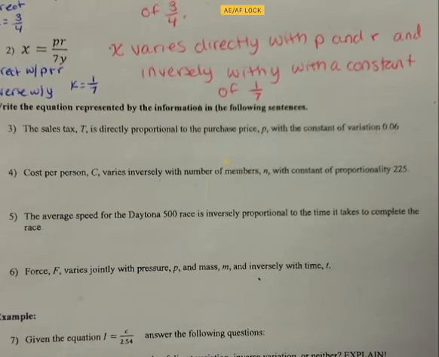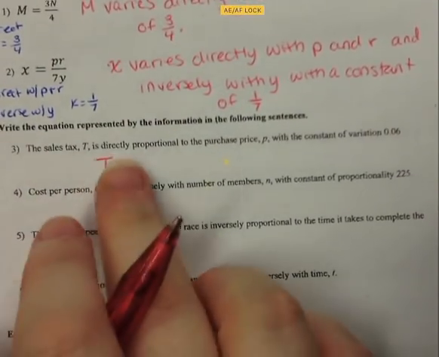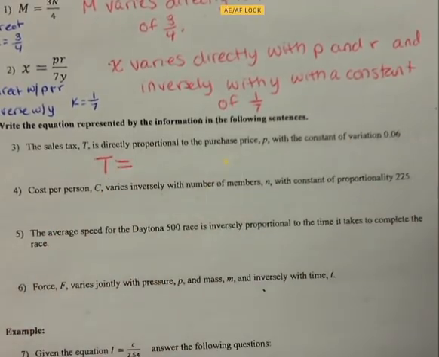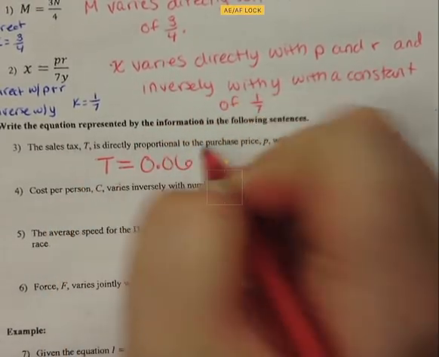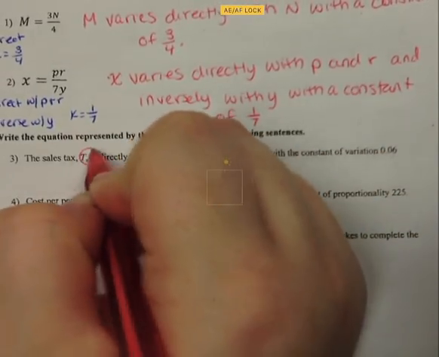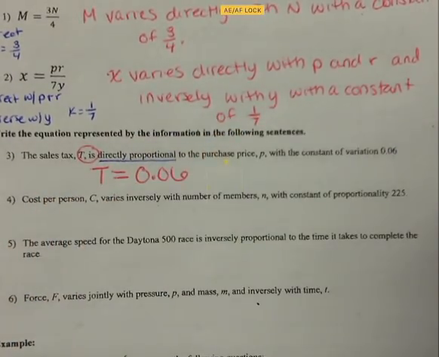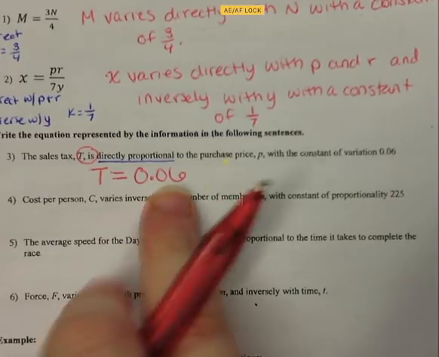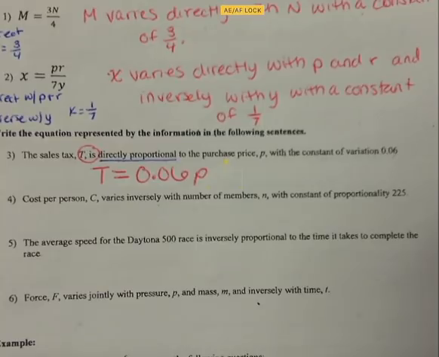So what we would do here is we would put T equals K. We always have to have our K next. So our constant is 6/100, so 0.06. And since it says directly proportional, that means a multiplication. So we will do 6/100 times the P. So 6/100 P. And there's your equation.